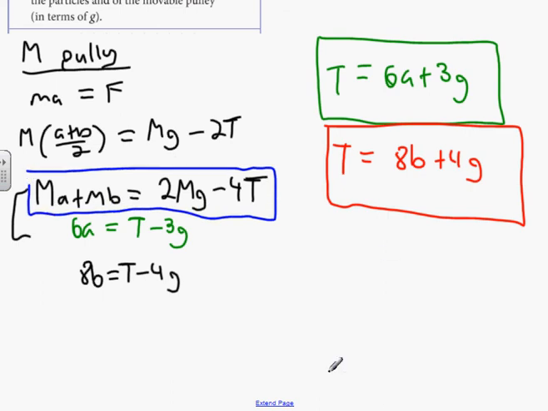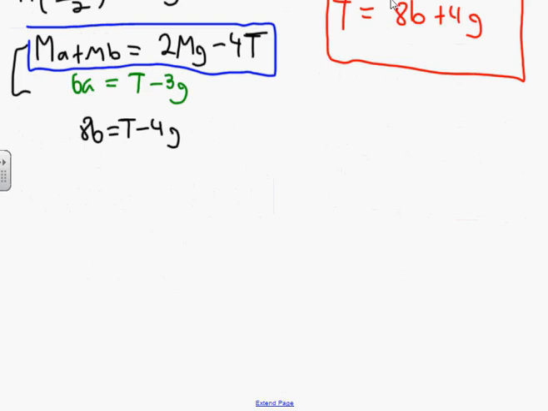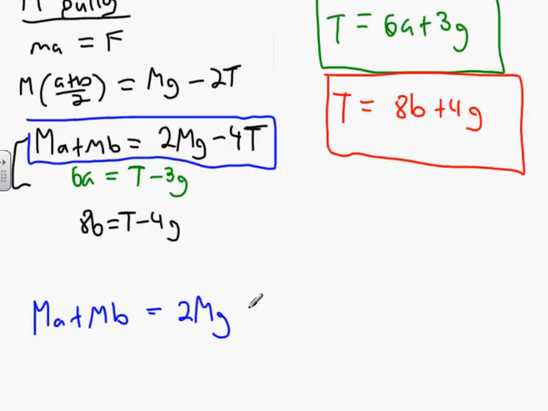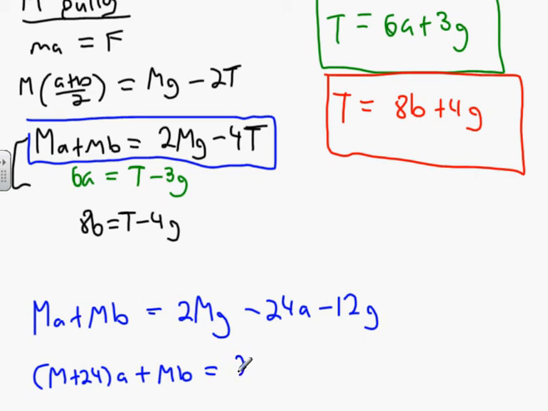So what we're going to do is MA plus MB, no worries there, equals 2 capital Mg minus 4 times T. I'm going to use the green T starting off. So minus 24A minus 12g. Going to bring the 24A over the other side and factorise. So it's going to be (capital M plus 24) times A plus capital M times B equals 2Mg minus 12g. That's a combination of these two here. Are we happy with that?